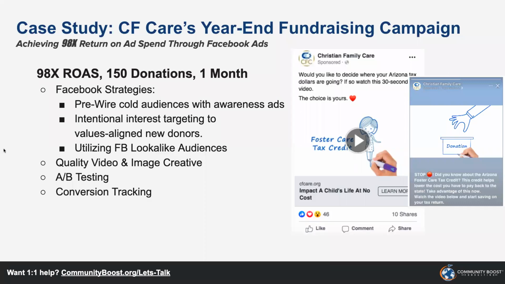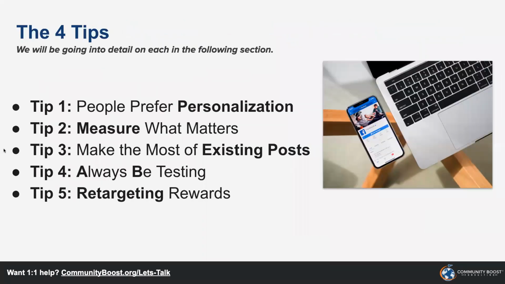Awesome. And let's move on to the next slide. So the 4 tips we're going to be covering today are: people prefer personalization and what that means; measuring what matters, which Blake's going to touch base on and how to impact it fully; tip number 3 is making the most of existing posts; and tip 4 is always be testing and retargeting rewards and what that means as well.